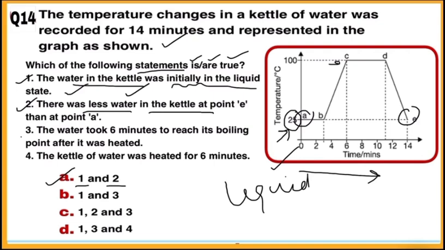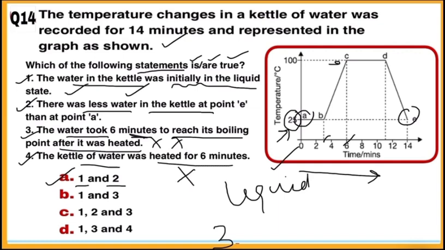Now point number 3. The water took 6 minutes to reach its boiling point after it was heated. No, this is incorrect because heating started at 3 and it reached boiling point at 6. So it took 3 minutes to reach boiling point. Now point number 4. The kettle of water was heated for 6 minutes. This is also incorrect. You can see here water is heated from point 3 till point 11, and that is 8 minutes. So water is heated for 8 minutes and not for 6 minutes. So the correct answer is A.